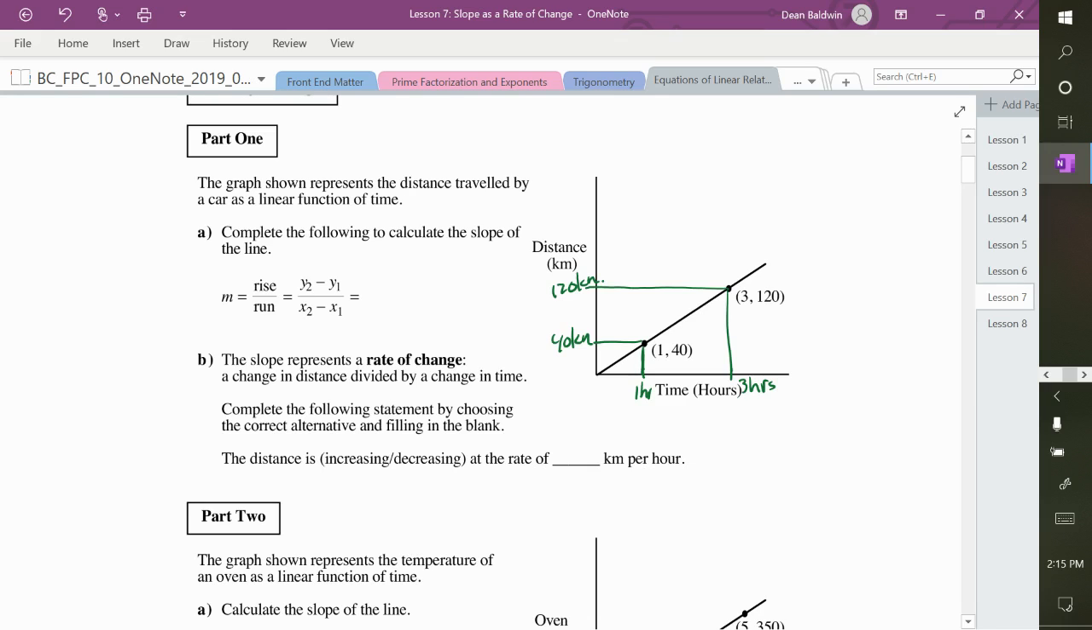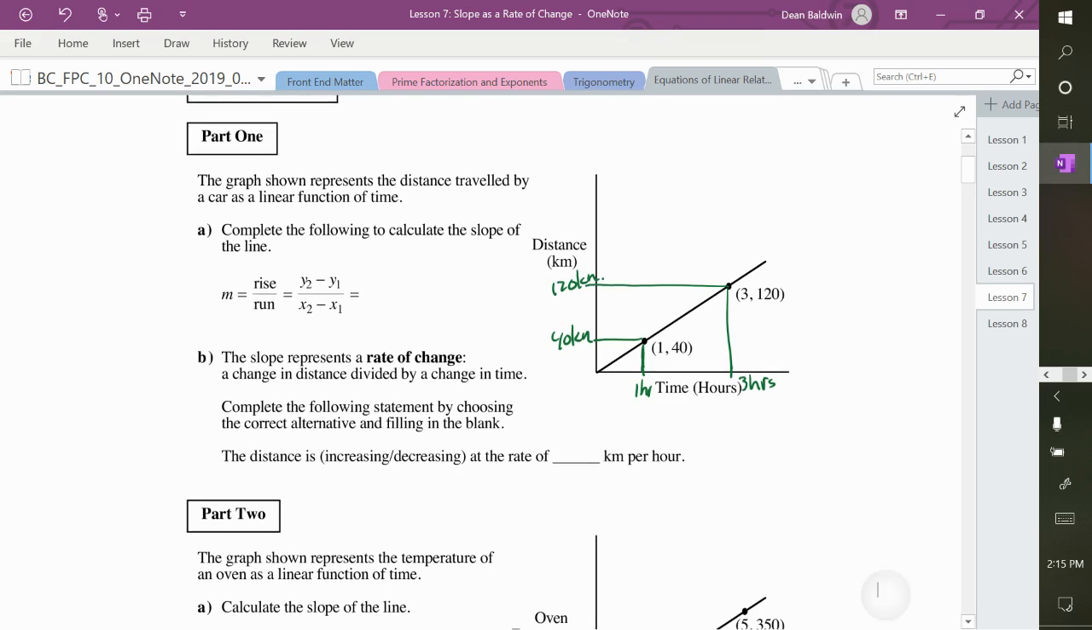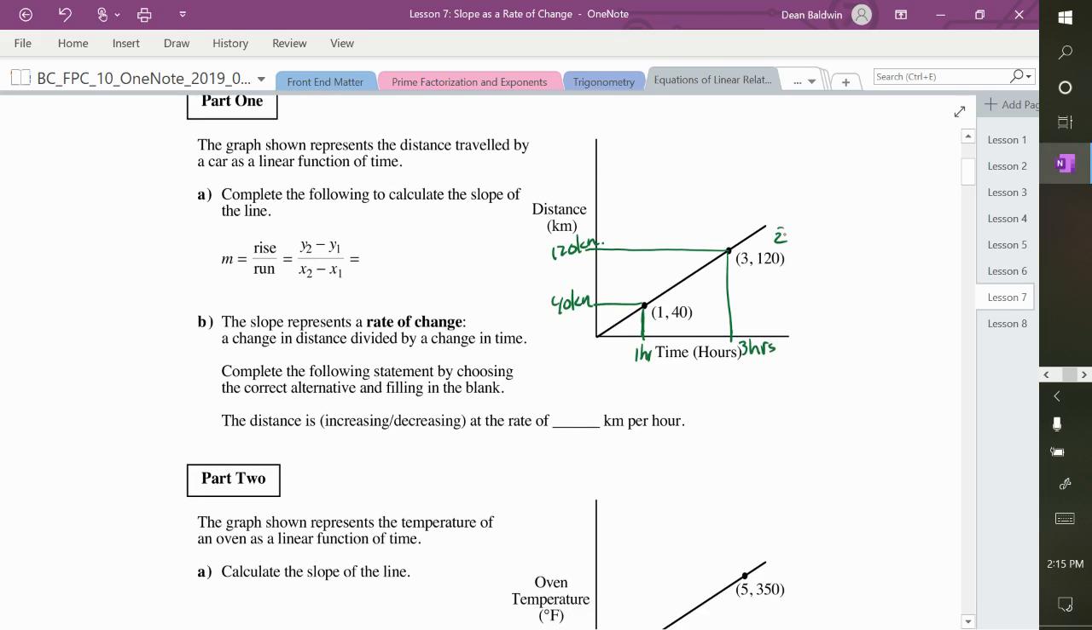What is the slope between those two points? Or what is the slope of this line? We have 2 points, so we can use the equation y2 minus y1 over x2 minus x1. Does it matter what you call set 1 and set 2? No, as long as you're consistent. So I'm going to call this set 2 and this set 1. So y2 is going to be 120 minus 40 over 3 minus 1.